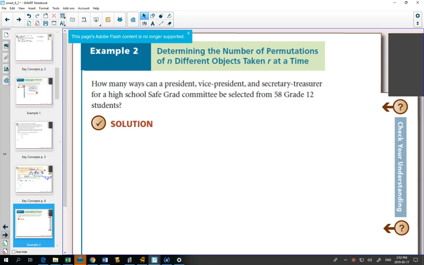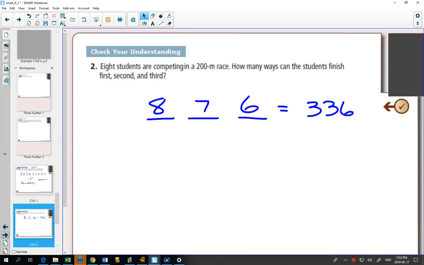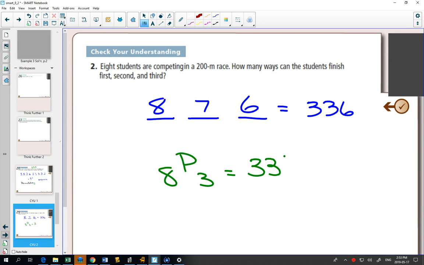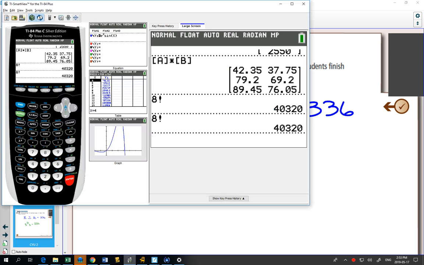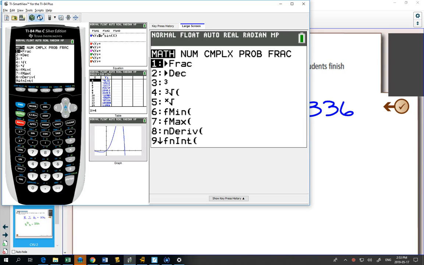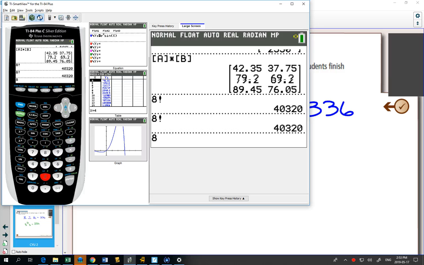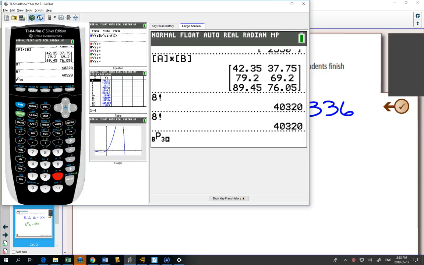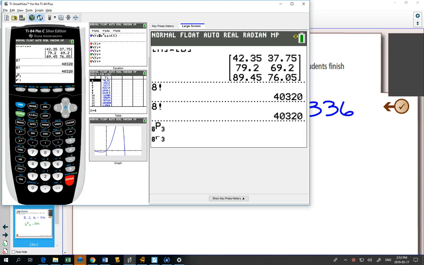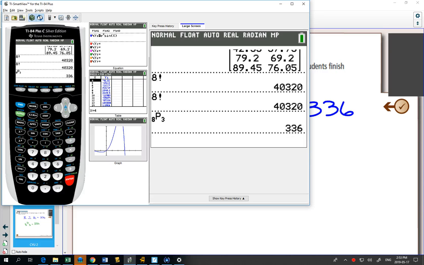So in the question that we were doing, we can add that this is the same as 8P3. The other thing is you have that button on your calculator, so if you type in 8, then go to math and over to probability and choose number 2, the 8 will get put in, 8P3, push enter, and you can get 336 that way as well.